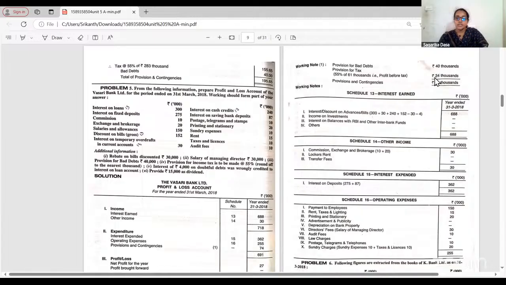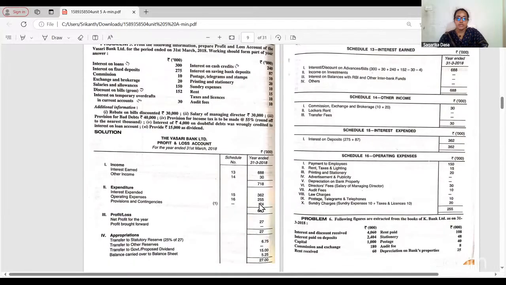You put provisions and contingencies. So we have two provisions. Provision for bad debts 40 plus provision for taxation 34. 40 plus 34 is your 74. So 74 we have taken in the pro forma as provisions and contingencies. So this is your total of income 718. This is your total of expenditure 691. 718 minus 691 is your current year profit 27.